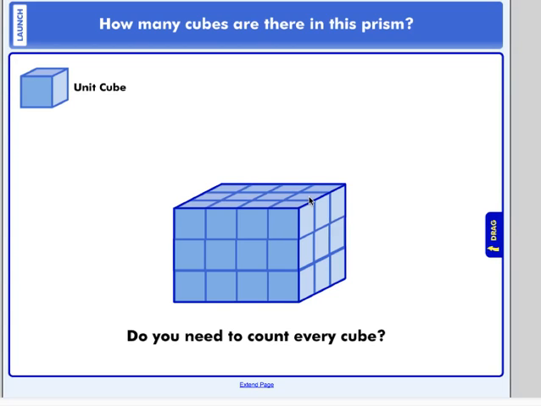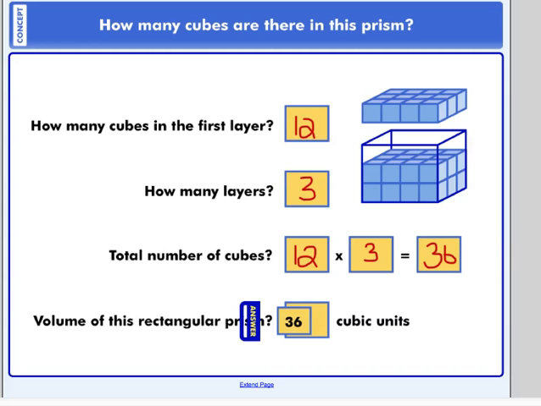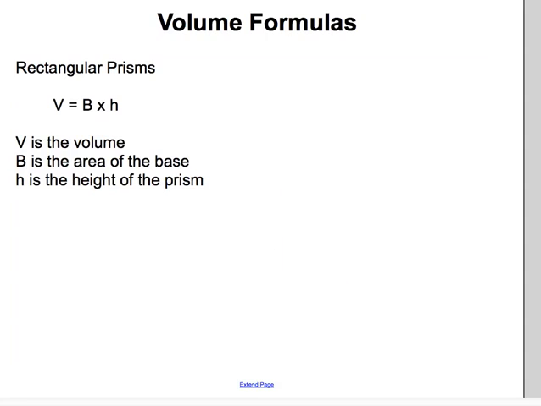Then we take that area of the base and we multiply it by the height of the prism. Well, the prism is 3 layers high. So we take that 12 times 3, we get 36, and that's how we arrive at our volume. Area of the base times the height. So make sure you have this copied down under volume formulas in your notebook.